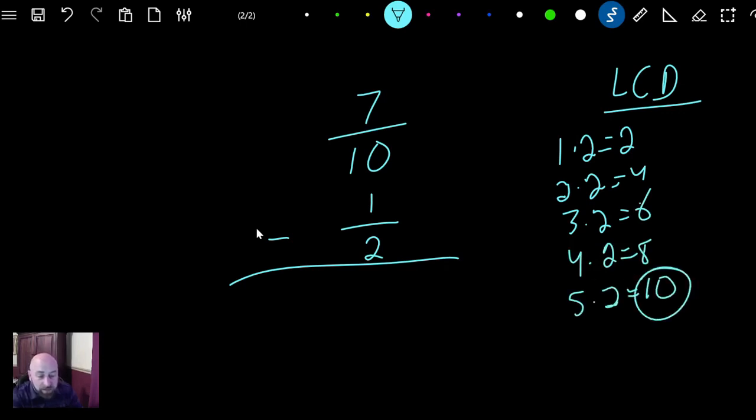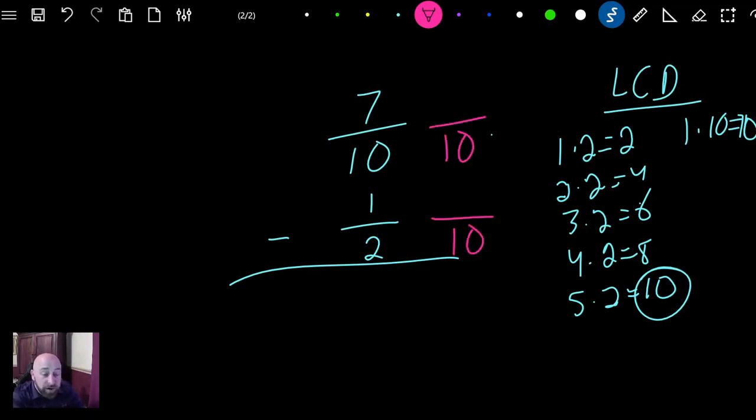I got a 10. So if I do 1 times 10, I get 10. Oops, sorry. Let's try it again. That's not a very good 10. There we go. All right. And so what we have here is we have 10 as the LCD. And maybe you saw that even before I started doing that math over here with the LCD.